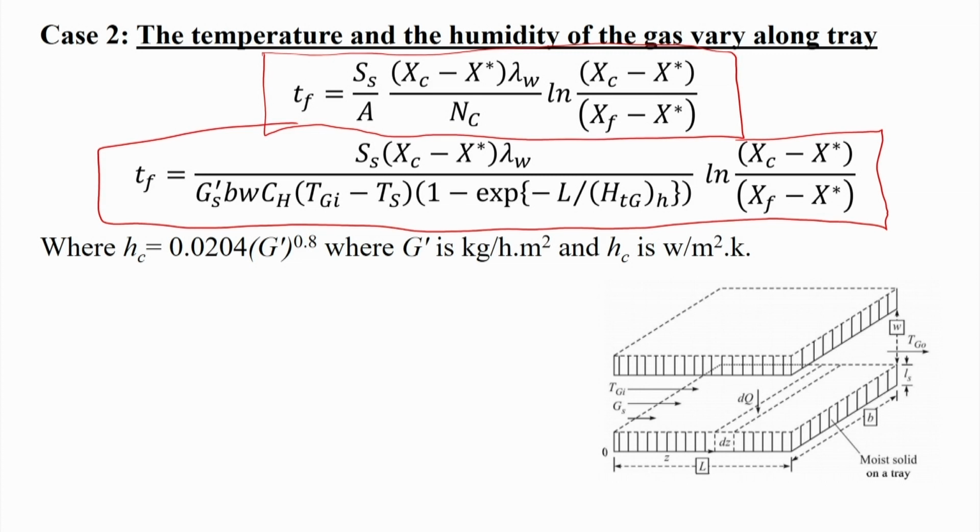Tf is equal to Ss into (Xc minus X star) into lambda W divided by Gs prime into B into W into Ch into (TG minus Ts) into (1 minus exponential of minus L by HTG) into ln of (Xc minus X star) by (Xf minus X star). The HC value is generally given by the frequently used formula 0.0204 into G prime to the power 0.8, where G prime is in kg moisture per hour per meter square and HC is in watt per meter square Kelvin.